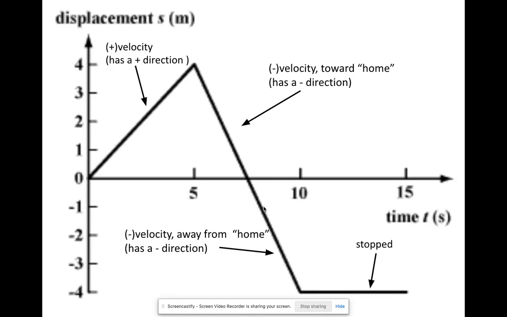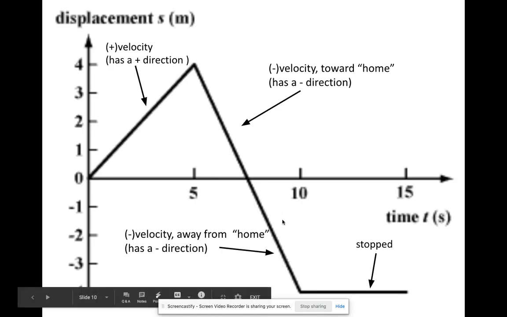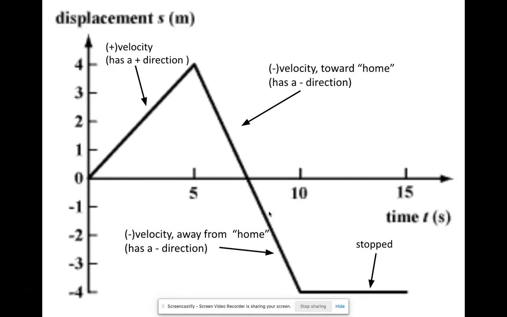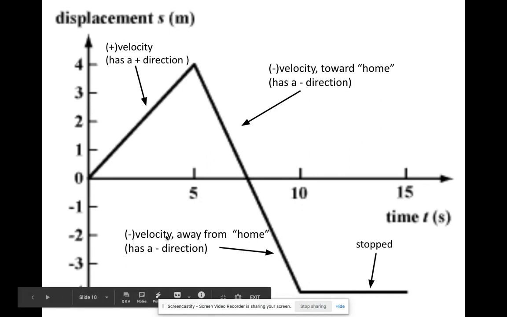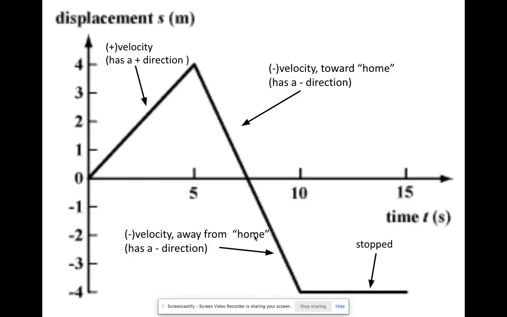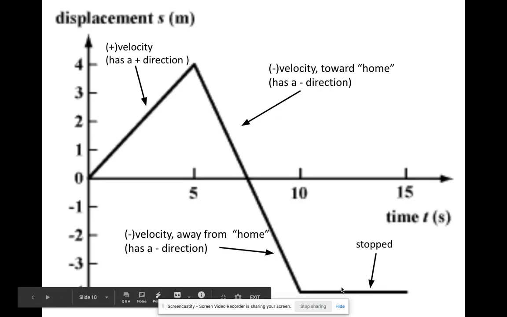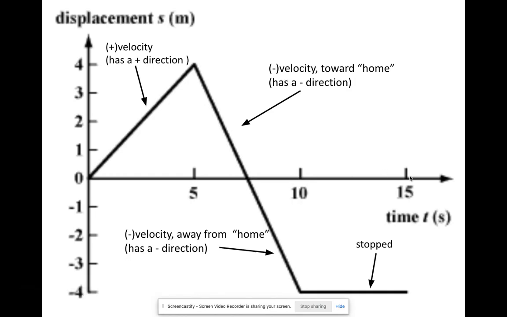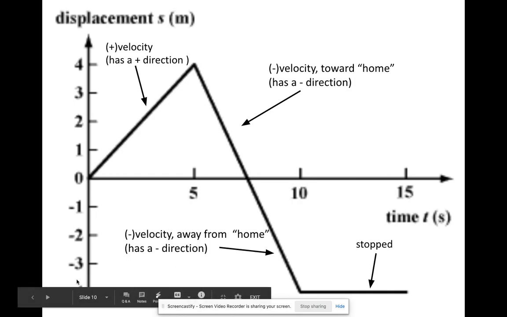Now what happens down here? This still is a negative direction, but notice what happens. It's a negative direction and a negative velocity, but this time it's negative because it's moving away from home, which is also a negative direction. And then here we have a situation where, if you notice, at 10 seconds and 15 seconds, the runner is at a position of 4. So it has not changed position. So we can say that the runner would be stopped.